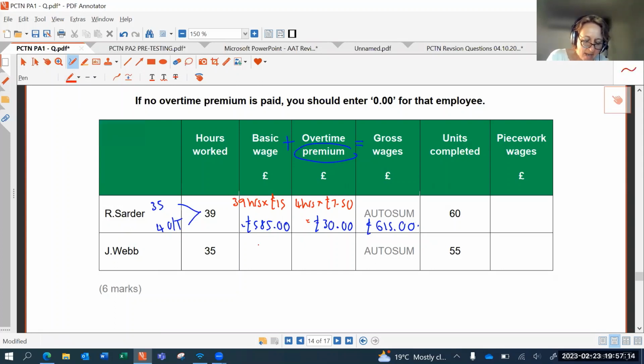So let's do them. They just have 35 hours, of course, normal pay, £15 for each hour. But if you're going to ask me which is the most likely way to see it tested, I would say this way, because this is the way that AAT have chose to test it in this sample assessment. So I would suggest making sure you know how to answer the questions in this format. So no overtime for JWeb because they only work the exact number of hours. And their gross wage would be £525.